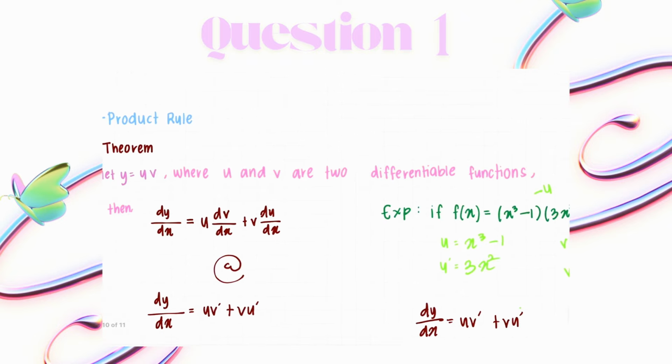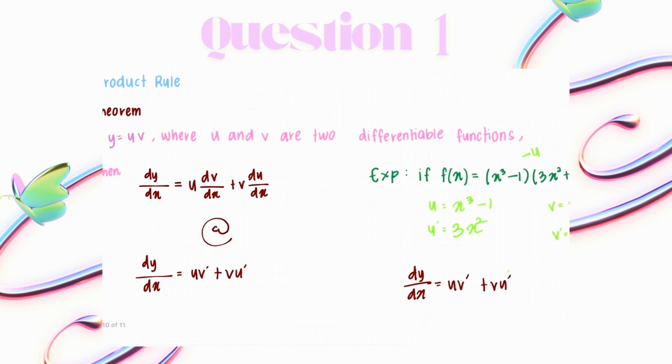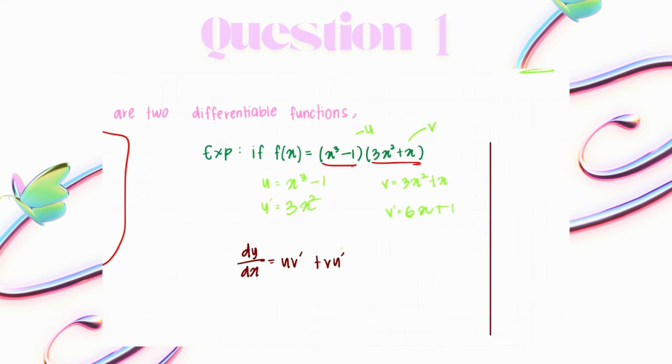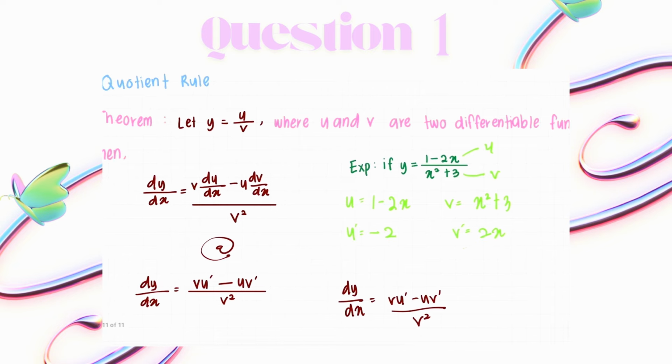Next, we have product rule. In theorem, let y equals uv, where u and v are two differentiable functions, and this is the formula. So, the example. This part will be u and this part will be v. So, we differentiate it and we substitute into formula. Then we simplify and we get the answer.